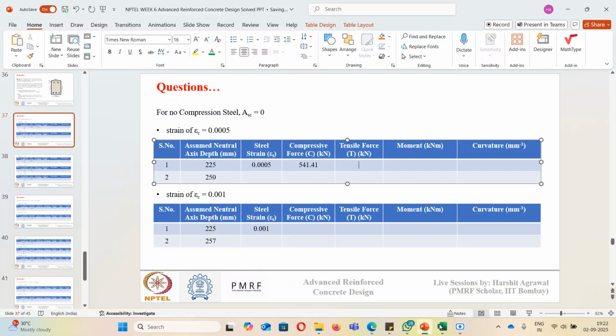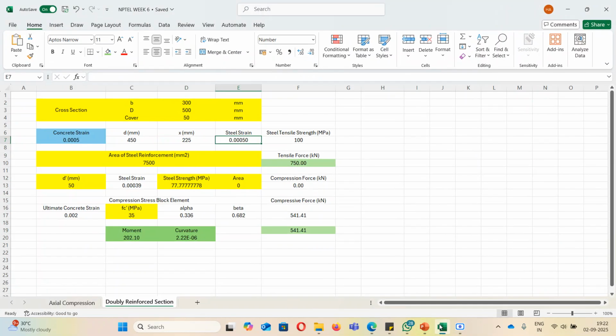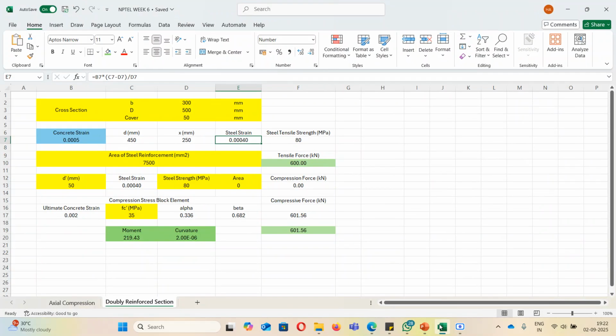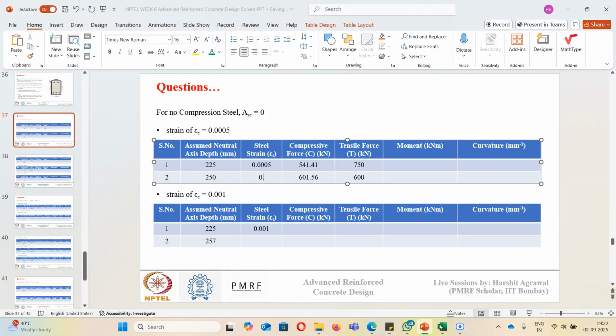Tension force is 750. So I need to increase the compression force. So I will increase the value of x. I will change it to 250. At 250, you can see they are almost equal. Compression force is 601.56 and tension force is 600. And at this neutral axis depth, what is the strain in steel? It is 0.0004. So steel is not yielding.